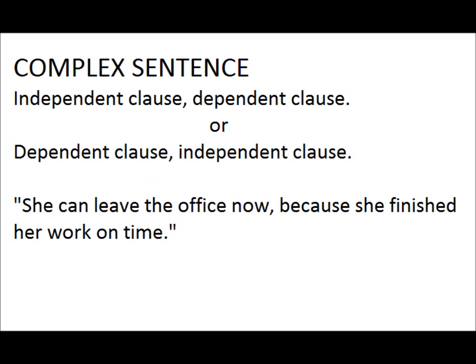A complex sentence is a sentence including an independent clause followed by a dependent clause, or a dependent clause followed by an independent clause. The sentence, she can leave the office now because she finished her work on time, is a complex sentence. It has an independent clause in the beginning and a dependent clause on the end.